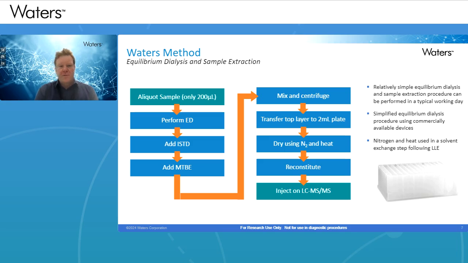At the end of the ED procedure, internal standard is added to the dialysate and MTBE used in a liquid-liquid extraction step, with the top layer dried fully using nitrogen heat, and then finally reconstituted for injection. The final sample is stable in an autosampler for 24 hours at 10 degrees Celsius, and there is sufficient volume for reanalysis if required.